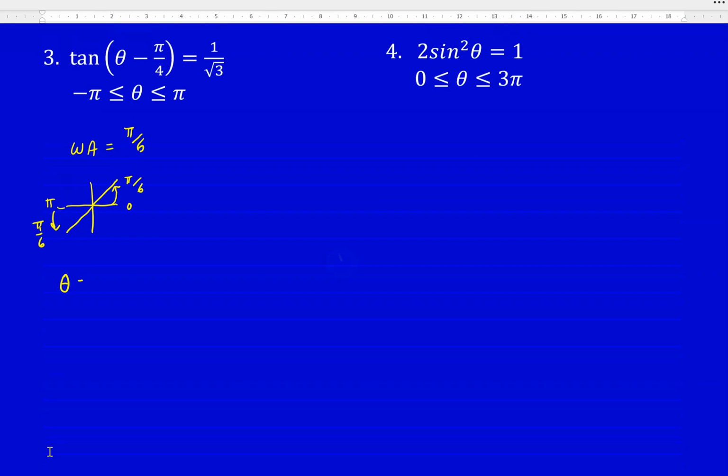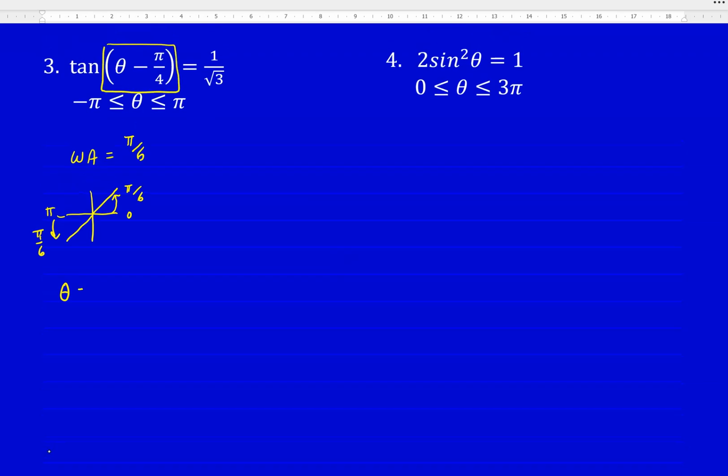So therefore, theta take pi on 4 is going to equal pi on 6, so that's your whole angle there. So 0 plus pi on 6 is pi on 6, and a whole pi plus pi on 6 is 7 pi on 6. And here's the bit, instead of saying plus k2 pi, it's just plus k pi. We don't want theta take pi on 4, we want just theta. So how do we get rid of a take pi on 4? We're going to add pi on 4.